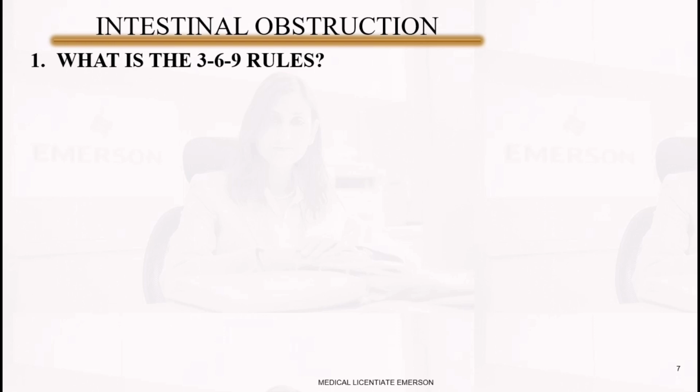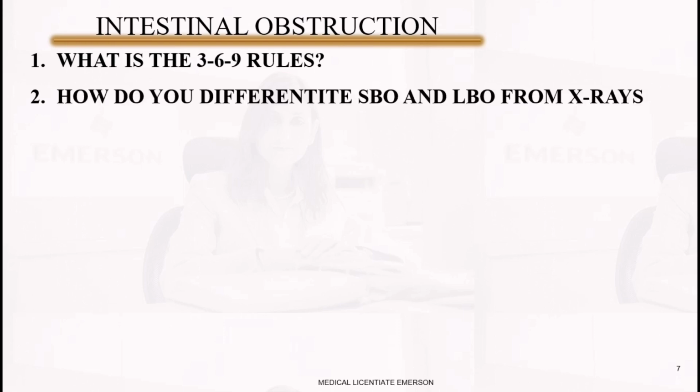That's the 369 rule, which will help you know the normal calibers of the bowels. They now differentiate small bowel and large bowel from X-ray. You know that small bowels are centrally located and have valvulae conniventes. Then large bowels have haustrations, and large bowels are peripherally located.